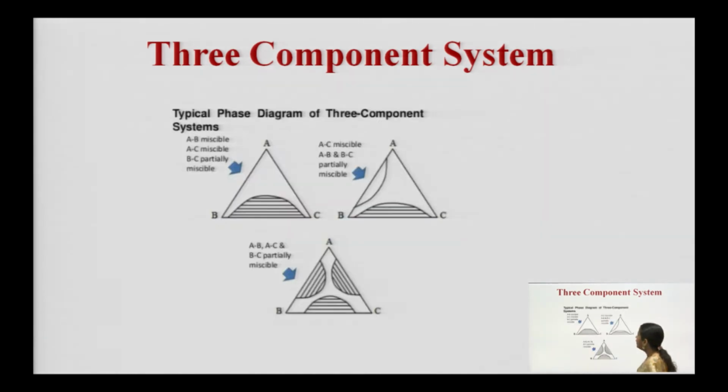Then here are some of the typical phase diagrams of 3 component systems. Here we can see that AB is miscible with each other and AC is miscible with each other, whereas BC is partially miscible. Similarly, here also you can see AB and BC are partially miscible and AC is miscible, and here AB as well as AC as well as BC, they are partially miscible.